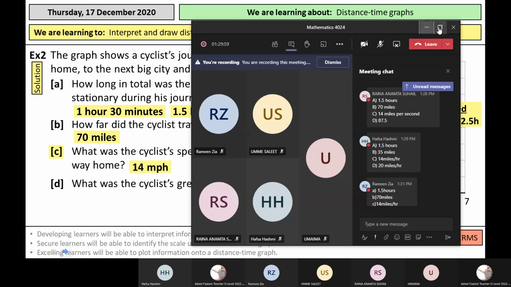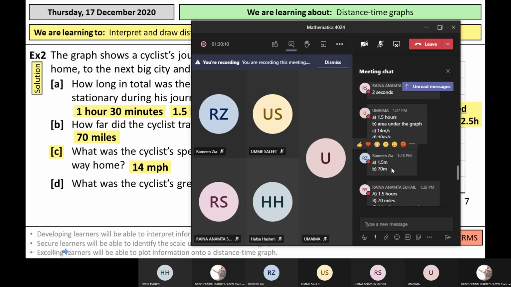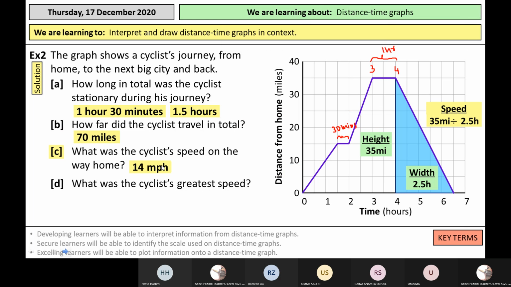Now I can see the responses. Yes, I can see Raina 14, Hafsa 14, Ramin 14, again Umema 14. Perfect. Give yourself 1 out of 1, those who have done it 100% correct. Got it? Yes, Ramin. Ramin, can you just speak about the C part? How did you get 14?